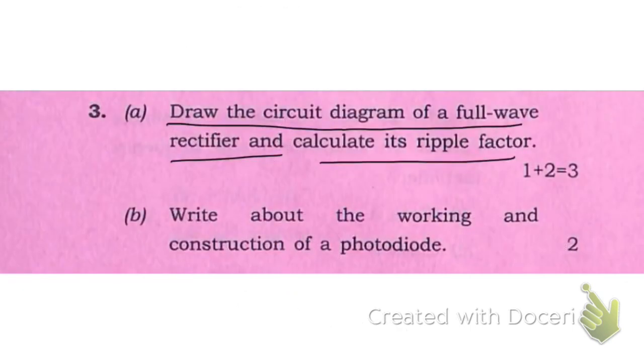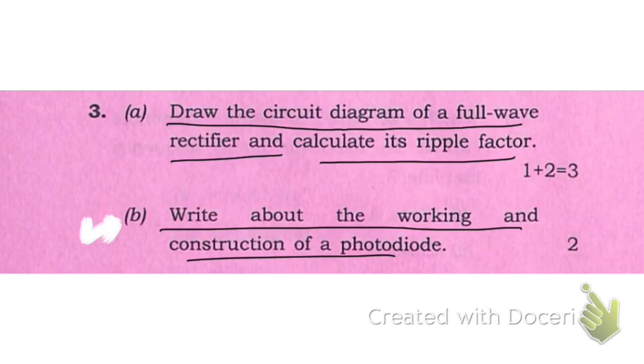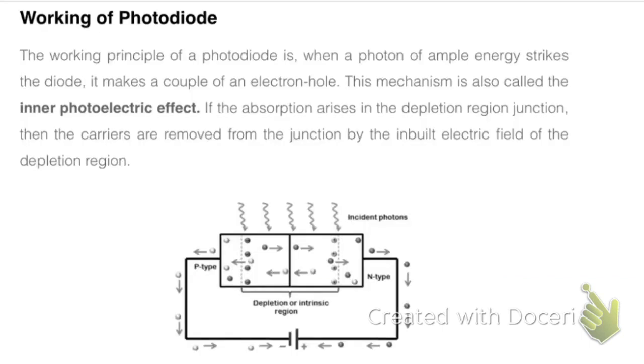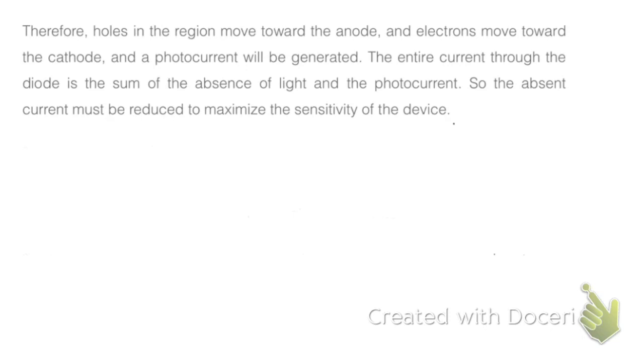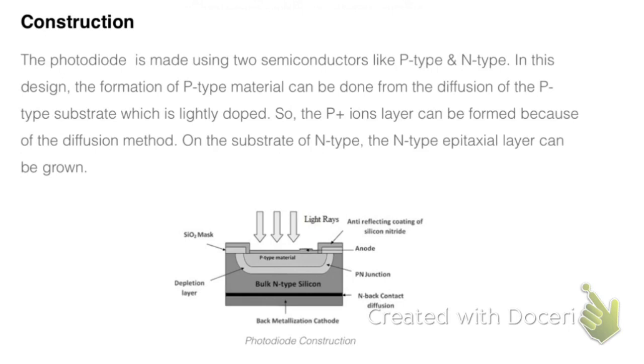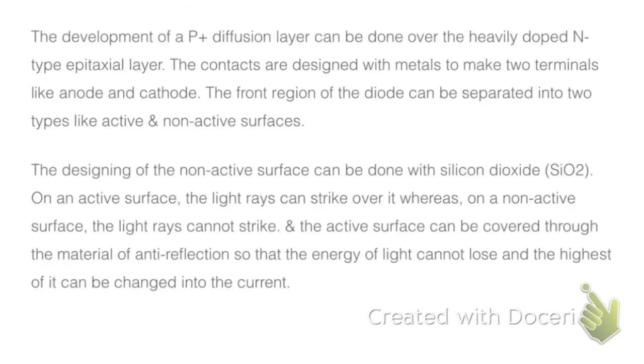Our next question is 3B. Write about the working and construction of photodiode. This is the working of photodiode. I have given notes here, just take the screenshot, or you may pause the video and note it. The working ends here, and the construction is this one. So take the screenshot. Okay, so it ends here.